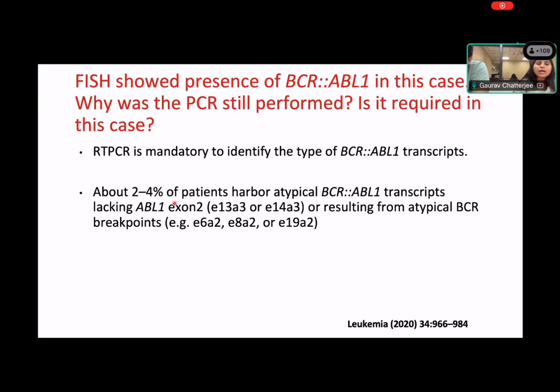Like the common translocation of BCR ABL happens between the exon 14 of BCR and exon 2 of ABL. But sometimes there may be exon 3 of ABL involved instead of exon 2. And atypical BCR breakpoint also may happen, where breakpoint in exon 6, exon 8, exon 19 may happen. So these cases will not be identified by your quantitative PCR.